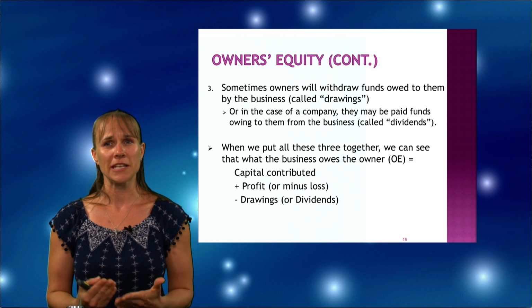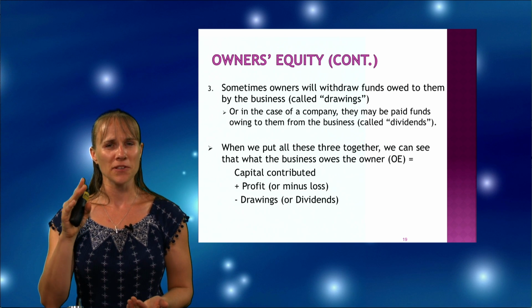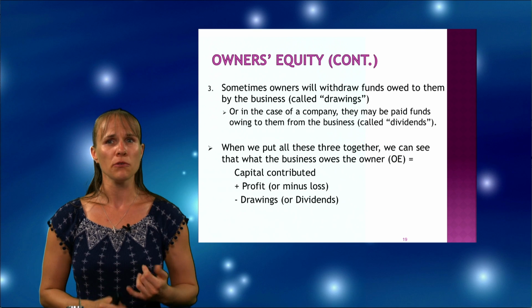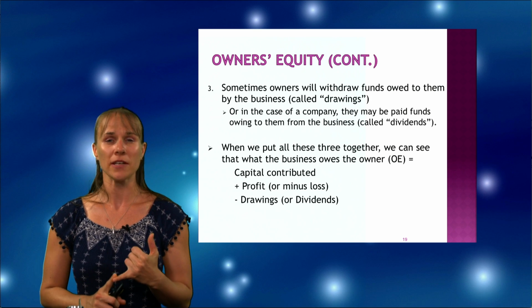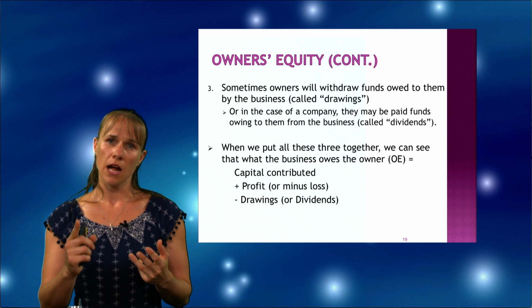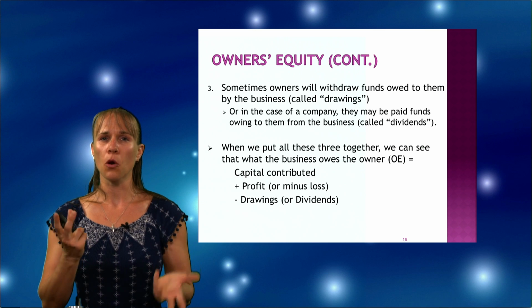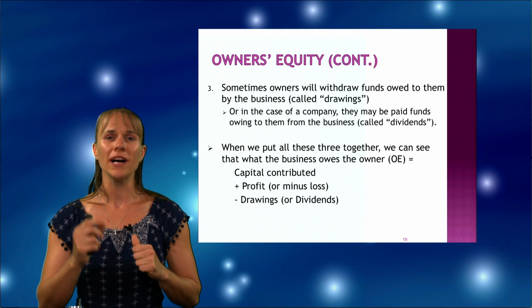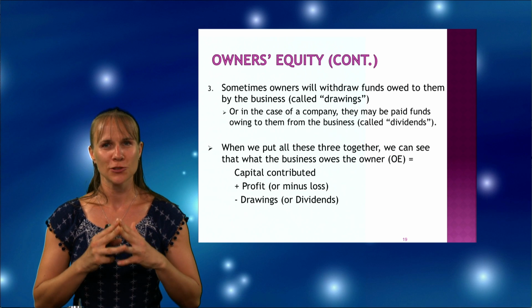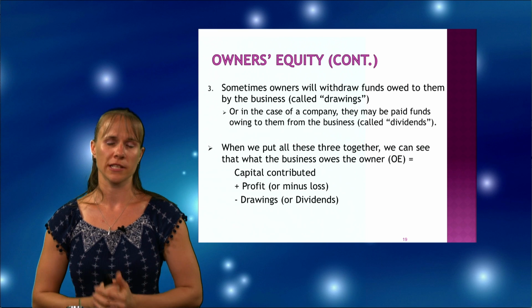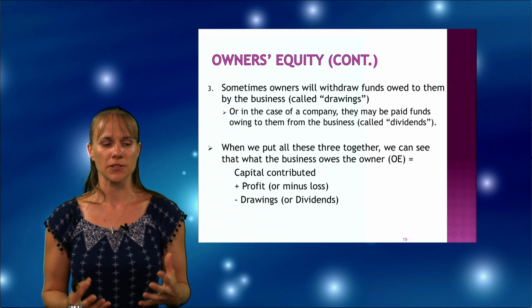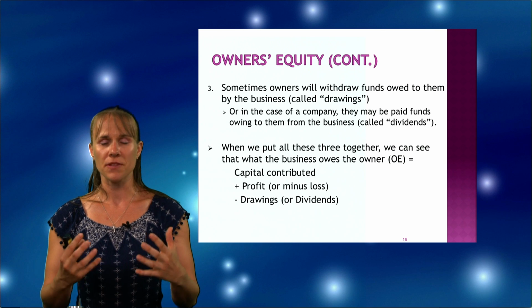So when we put those three items together, you can see that the owner's equity for a business, in other words, what the business owes the owner, consists of capital that's been contributed by the owner. We add on to that any profit that the business has made. We might have to subtract the loss. You'll have one or the other. You're either adding a profit or you're subtracting a loss. And then, last step, subtract drawings, or dividends if you're working with a company. And then that will give you the amount of owner's equity, so the amount that the business owes the owner.